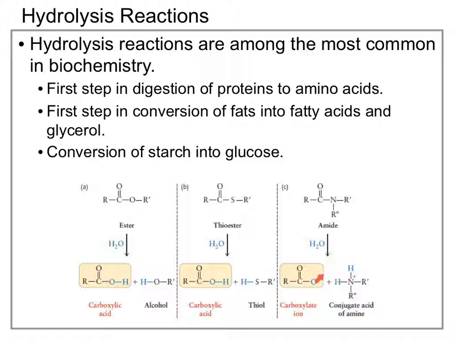Amides will hydrolyze to form not the carboxylic acid in this case, but what we call the carboxylate ion, which is simply the carboxylic acid with the H removed, forming a negative ion. They'll also form the conjugate acid of whatever amine we had. That's just the amine with an extra hydrogen attached, forming the positive ion. But the basics are still the same. The amide is going to break up into its constituent parts.